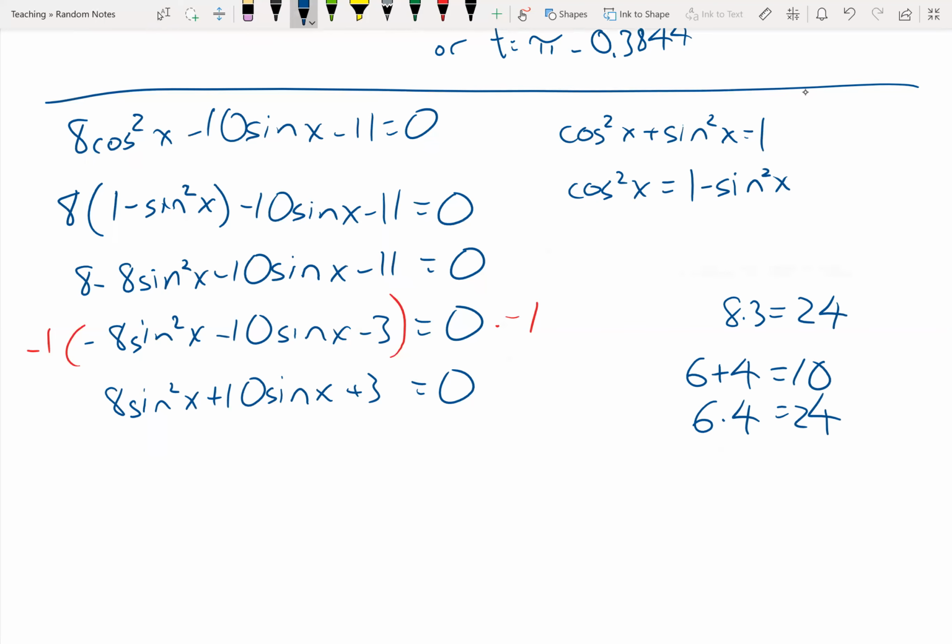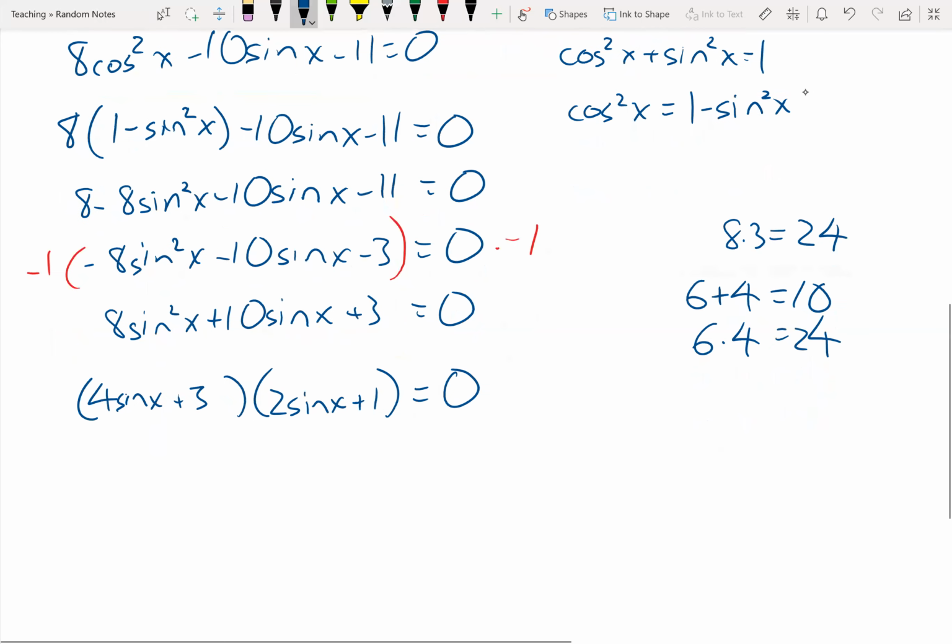Now I'll tell you a little trick. When I factor this way, I know that my first two have to either be 8 and 1 or 4 and 2, but 8 doesn't go into either 6 or 4. So I'm going to have a 4 sine x and then a 2 sine x at the front of my two parentheses. And in order to get that 10 in the middle, I'm going to have the plus 3 on the left and the plus 1 on the right. So let me double check. I've got 6 sine x and 4 sine x. That's 10 sine x. And 4 sine x times 2 sine x is the first 8 sine squared x, and 3 times 1. I'm good.